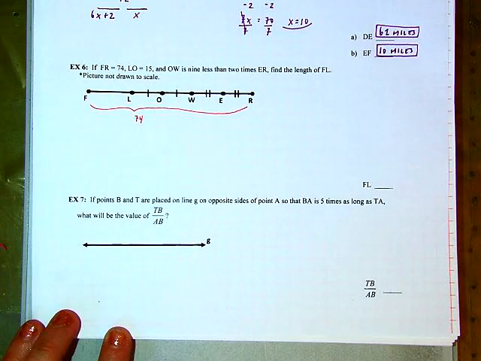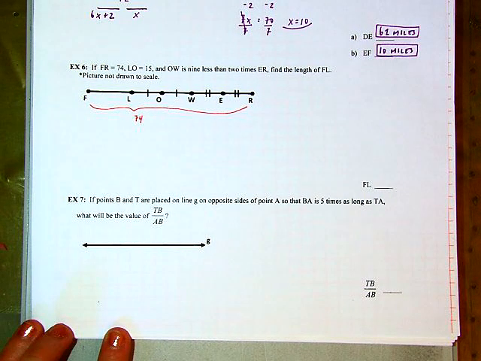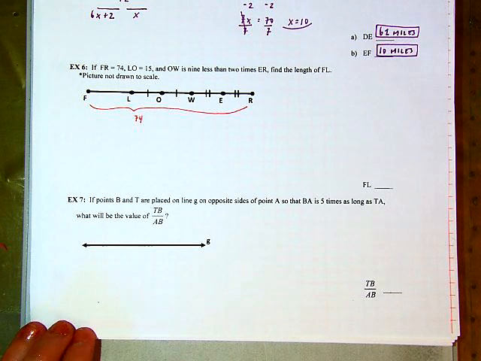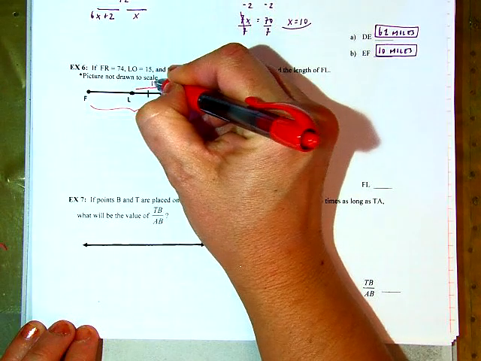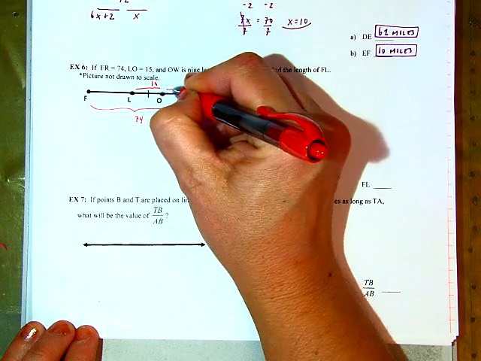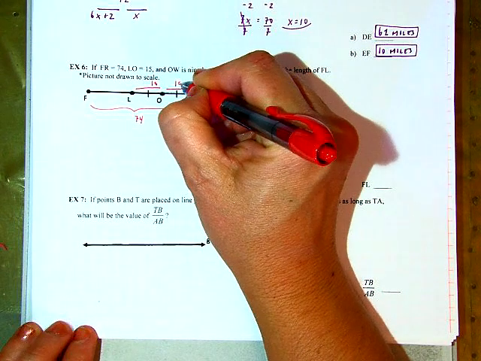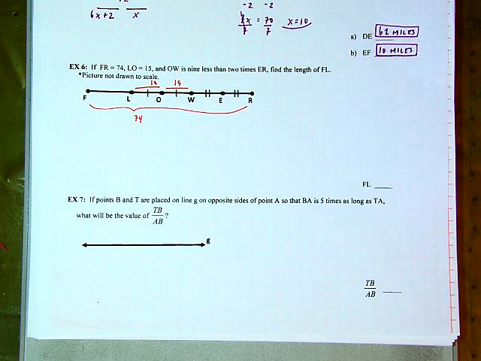I like to make words, so this one is flower, in case you couldn't tell. So the whole was 74. Okay, I know that LO is 15. So from here to here, that's 15. Which means that from here to here, also 15, right? Because those segments are congruent, so their measures must be equal.